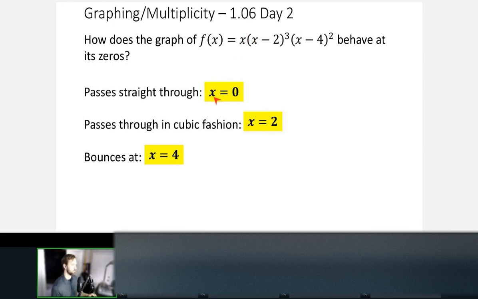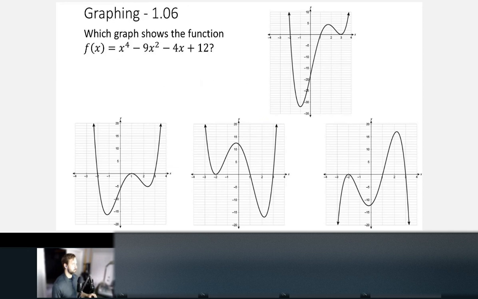So if you need to review those rules, check out your notes, the recorded session, the modules for 1.06 day 2. All right. Let me put A, B, C, or D because I would have thought ahead, I would have done that. So A, B, C, or D.